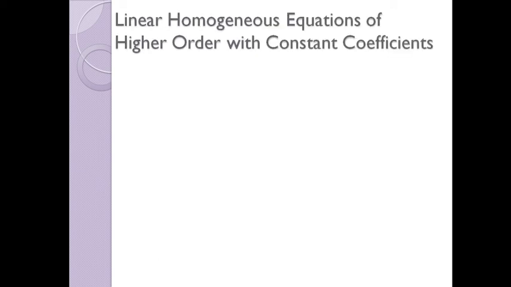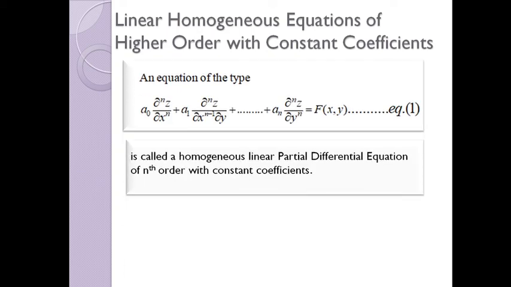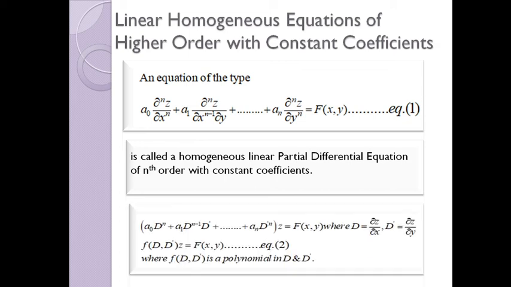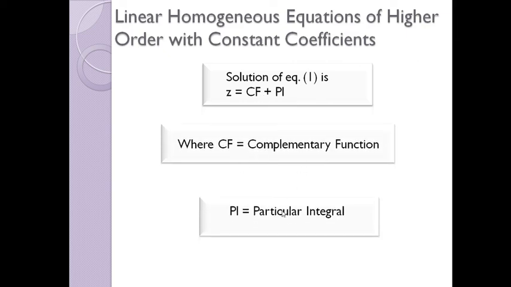Now, linear homogeneous equation of higher order with constant coefficients, which is given by equation 1. Here homogeneous equation means each term has the same degree. Now here f of D, D dash into z equals f of x, y, where f of D, D dash is a polynomial in D and D dash. We solve this equation by finding CF plus PI, where CF means complementary function and PI means particular integral. There are different cases of CF and PI for solving this linear homogeneous equation of higher order.